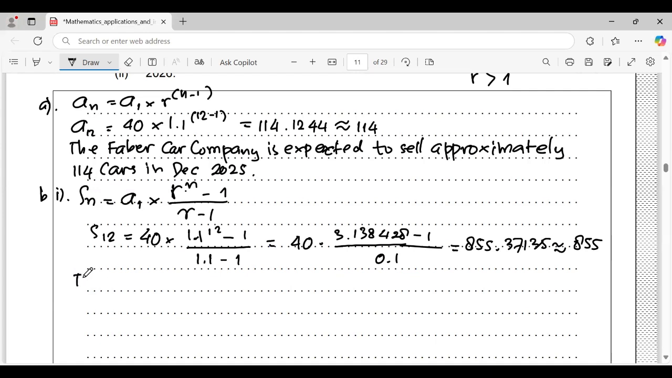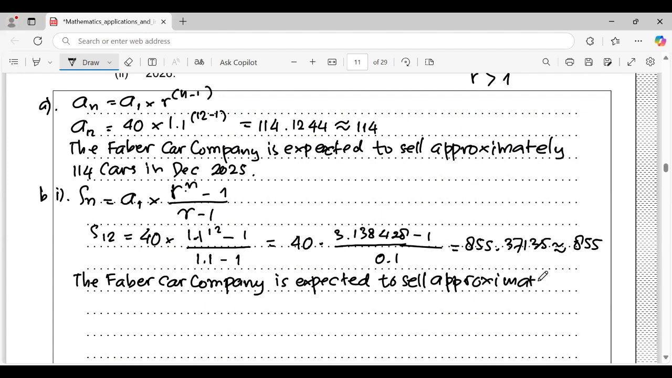So we can state that the Faber Car Company is expected to sell approximately 855 cars during 2025.